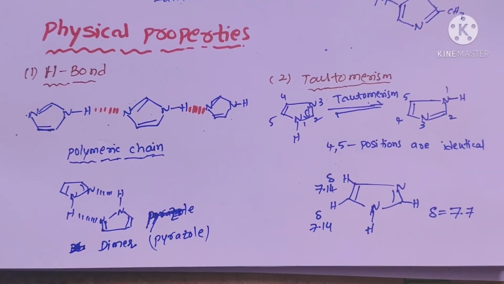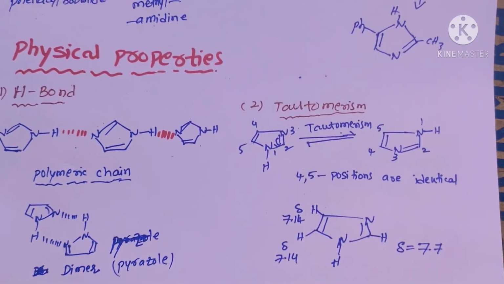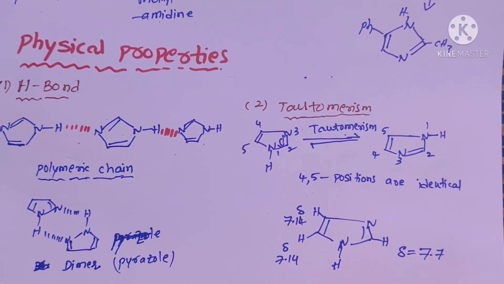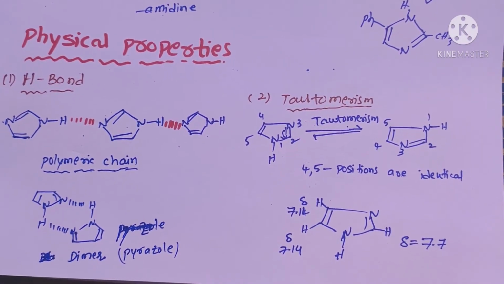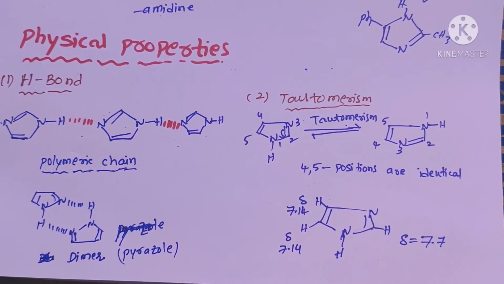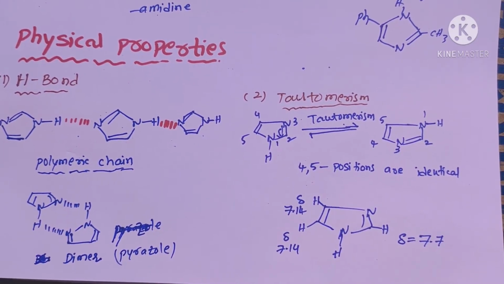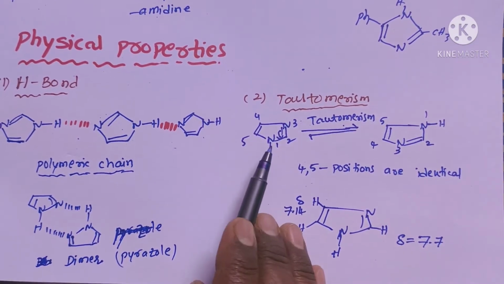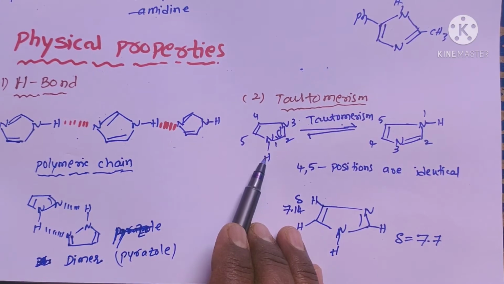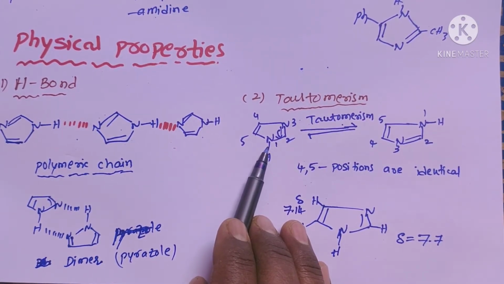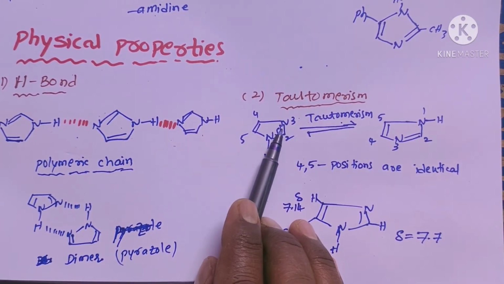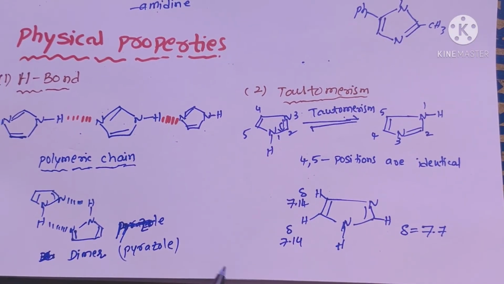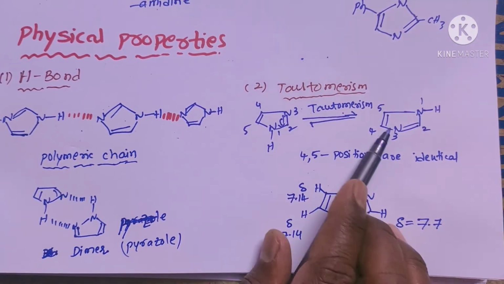Now we go for the tautomerism. Tautomerism means shifting of a small atom like hydrogen between two positions of the molecular framework. So here, hydrogen shifts between the first nitrogen and the third nitrogen. That means first position to the third position. Due to this shifting, both the structures become similar.